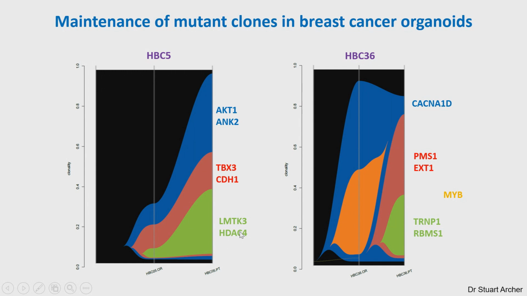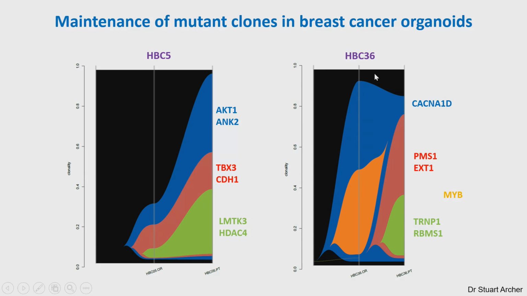So the blue clone is essentially driven by AKT1 or ANKA2 mutations, while the green clone, for example, is driven by an HDAC4 mutation. What is quite nice here for HBC5 is that in the organoid, so this is the schematic in the middle, you can see the presence of these 3 clones. So based on mutation profile for HBC5, you've got a very nice retention of clonal diversity.